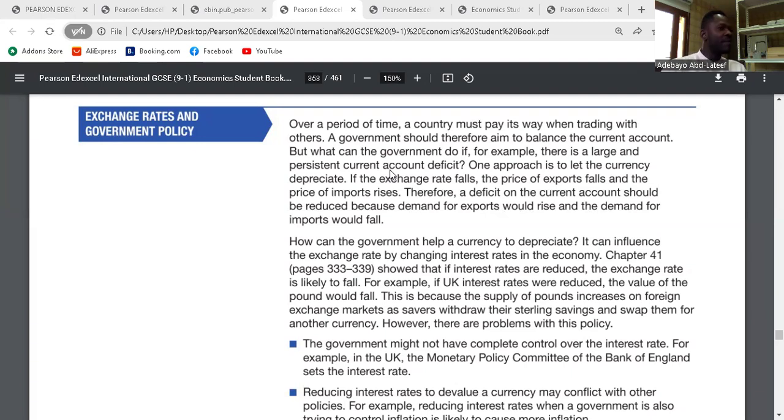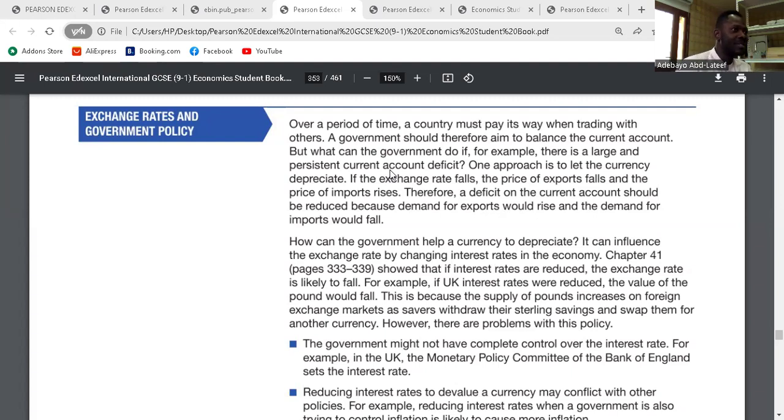The government of a country would want a favorable current account balance. Do you understand? But if that doesn't happen, if the current account is in deficit, what can the government of the country do? The government can approach it by letting its local currency depreciate. So depreciating the local currency means the value of the currency falls, right?